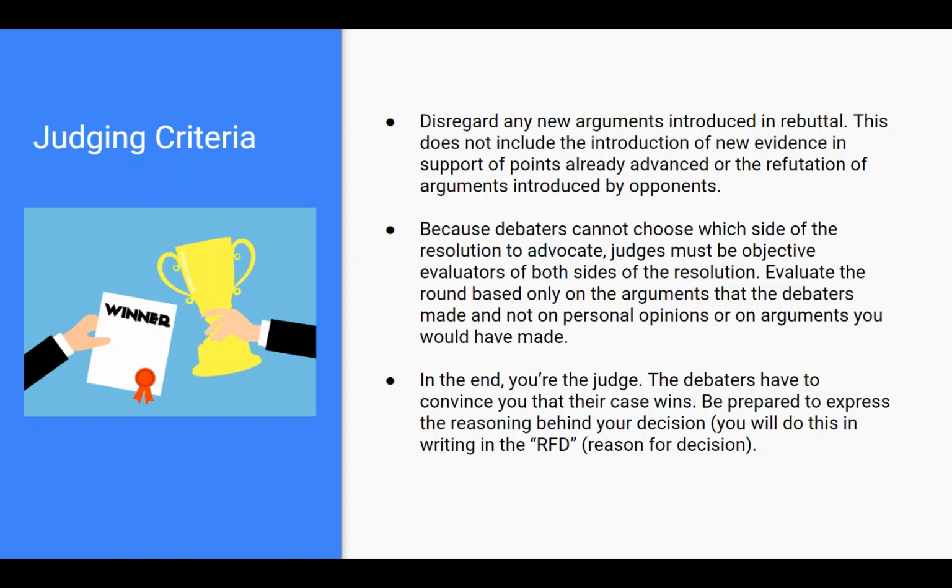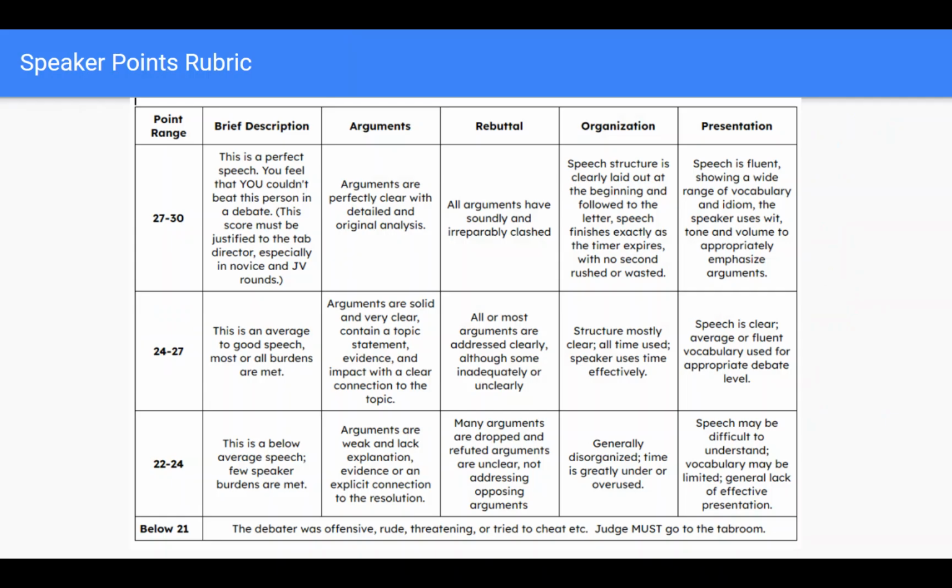Also, it's really important that judges remain objective evaluators of both sides. Students don't get to pick which side they're debating in any given round. So even if you think we shouldn't be sharing patents with other countries in light of COVID, you can't really bring that into consideration when you're judging the round. But in the end, you're the judge. You have to decide who was the most convincing.